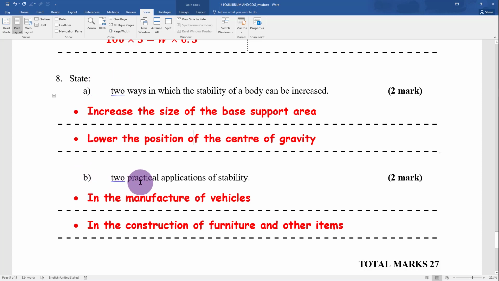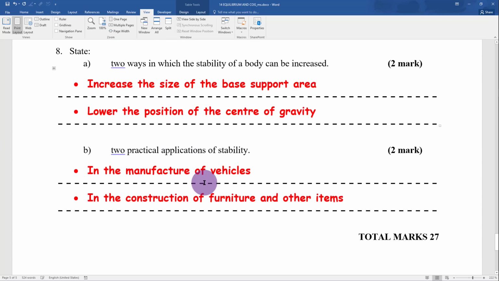Part B, two practical applications of stability would be in the manufacture of vehicles, and number two, in the construction of furniture or in the construction industry or the manufacture of items such as Bunsen burners, beakers, seats, and so forth. The ideas expressed in stability or mentioned in the study of this topic are made use of. And one of them is to increase the size of the base support, and number two is to lower the position of the center of gravity.